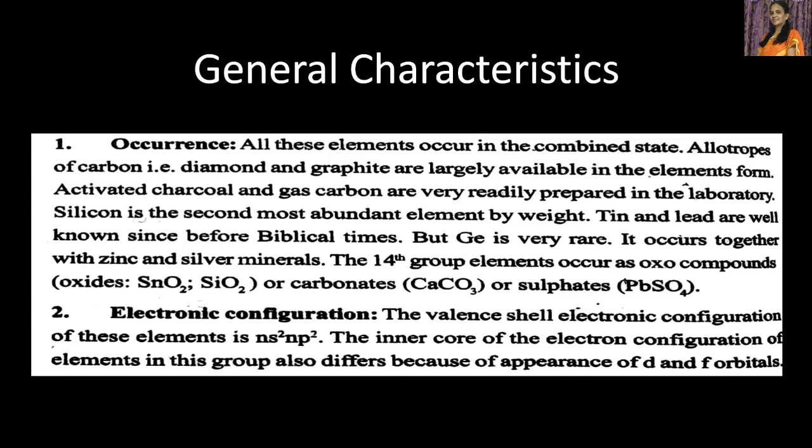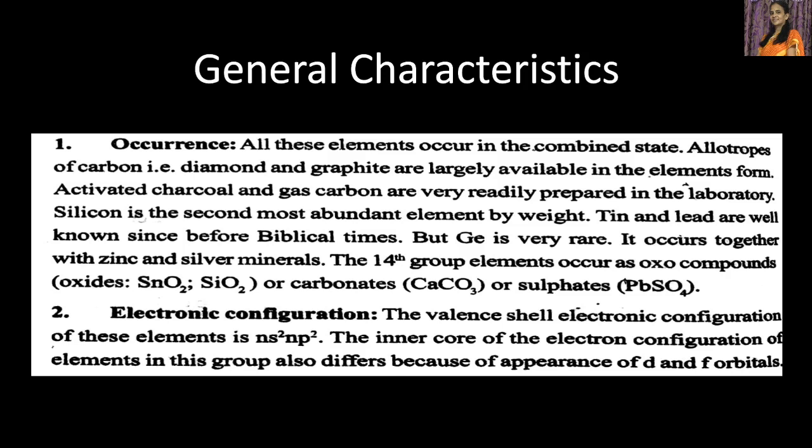Now let's see the general characteristics of these elements. First one is occurrence, that is, where do they occur. All these elements occur in the combined state; they do not exist in the pure form, they exist in the combined form. Allotropes of carbon, that is diamond and graphite, are largely available in the elemental form only. And we also know that activated charcoal and gas carbon are very readily prepared in the laboratory.